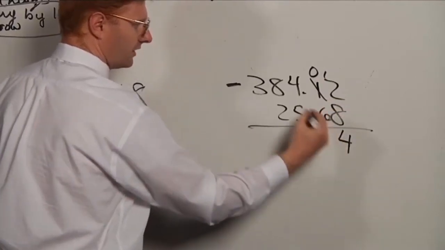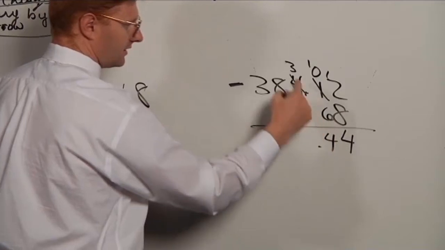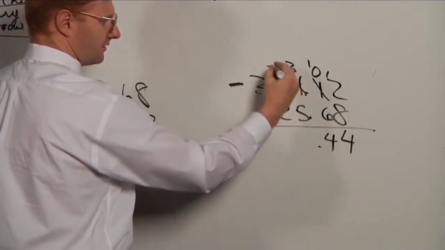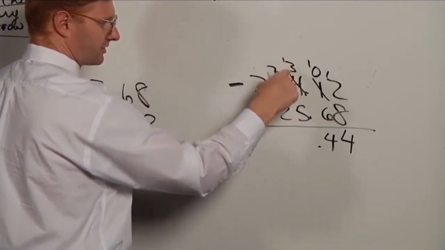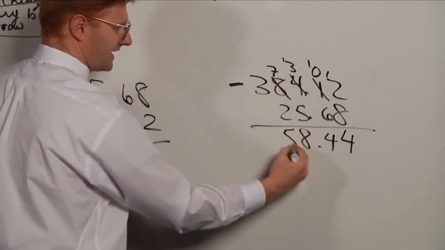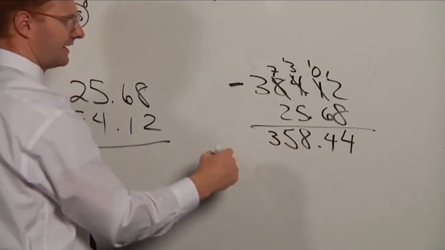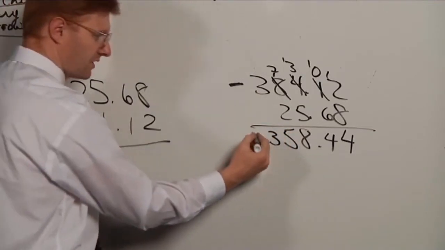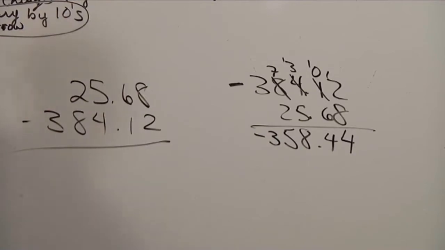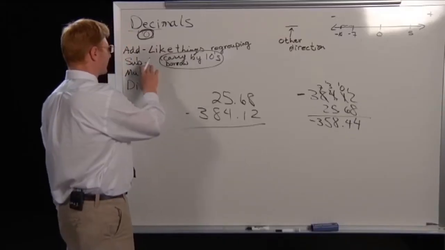12 minus 8 is 4. 10 minus 6 is 4. 13 minus 5 is 8. 7 minus 2 is 5. And then 3 comes down here like that. And this guy was stronger, so he won. Negative 358.44. So that takes care of subtraction with decimals. So let's have some practice problems.